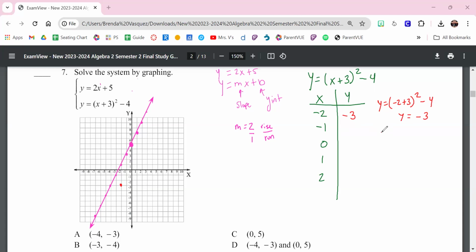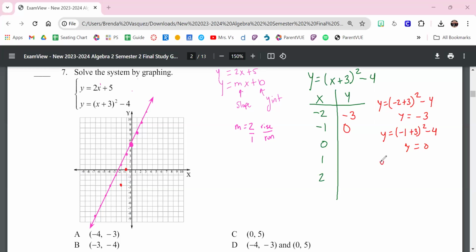Next value, we have y equals -1 plus 3 squared minus 4. -1 plus 3 is 2. 2 squared is 4. 4 minus 4 is 0. So this one is 0. So at -1, it's 0.